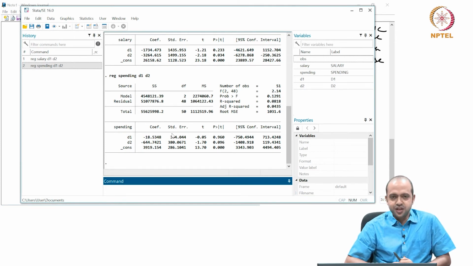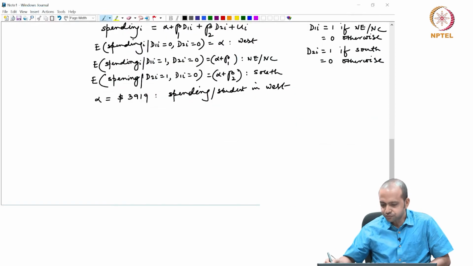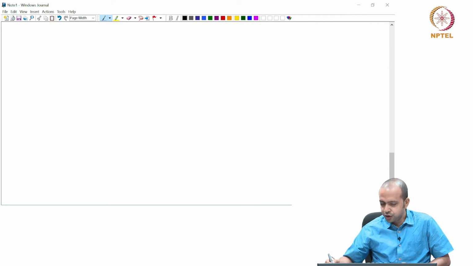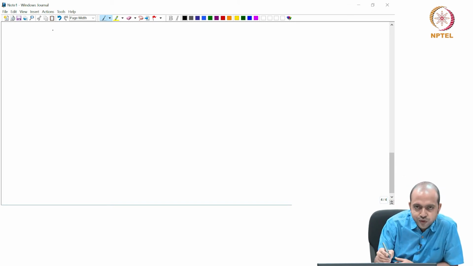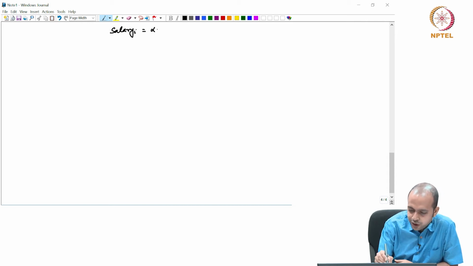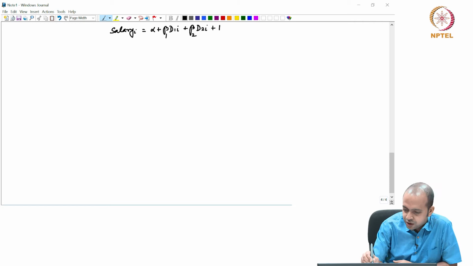Now, in the third case, what will we do? In the first model we introduced only the ANOVA format, without introducing any explanatory variable on the right hand side. Let us now introduce the covariate, which is spending, and modify the model. If you introduce the covariate on the right hand side, that becomes an ANCOVA model, and it will look like salary equals alpha plus beta 1 d1i plus beta 2 d2i plus beta 3 x1i plus ui.